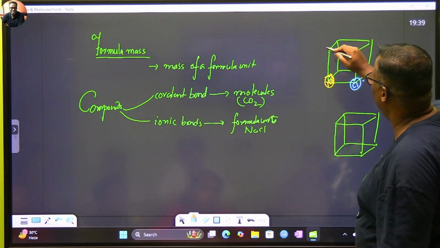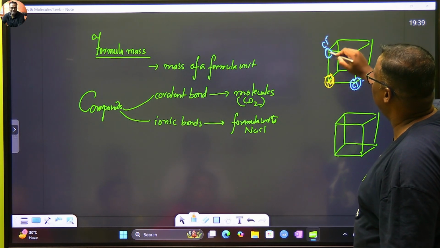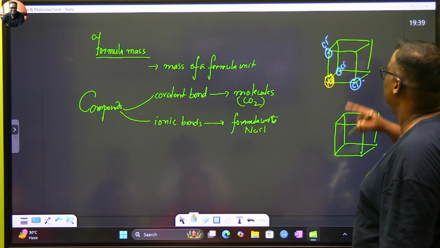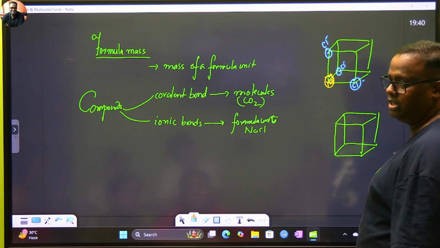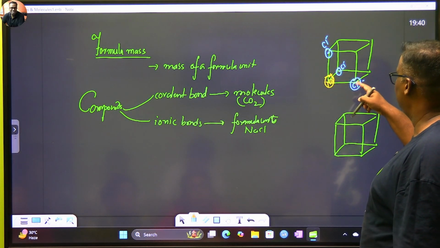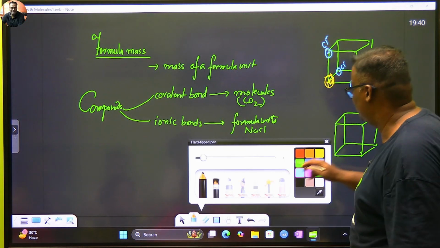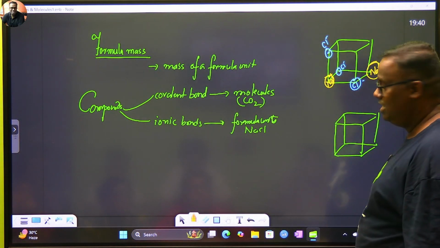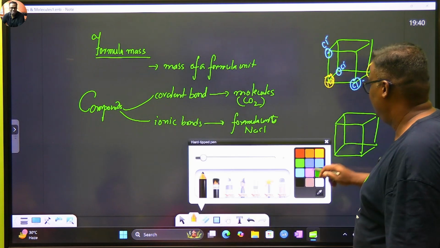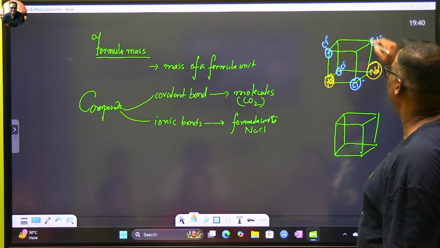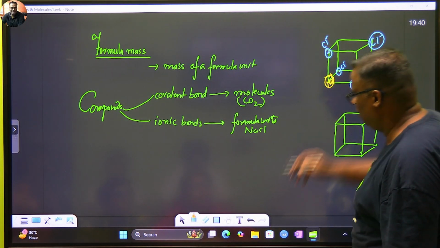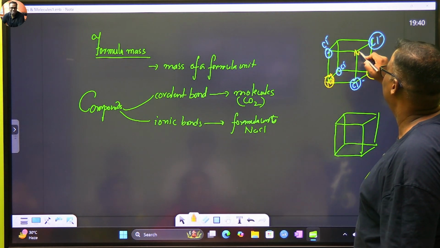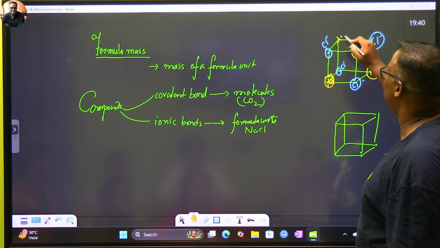ऊपर भी एक chloride ion होना चाहिए. Very good. यहाँ पे भी एक chloride होना चाहिए. यहाँ पे भी एक chloride होना चाहिए, है ना? और इस सोडियम के लिए तो नहीं दिख रहा है. If this is chloride, this is chloride, then this fellow must be sodium. Yes or no? If this fellow is sodium, then this fellow must be chloride. If this fellow is chloride, then this fellow must be sodium. And this fellow also should be sodium.